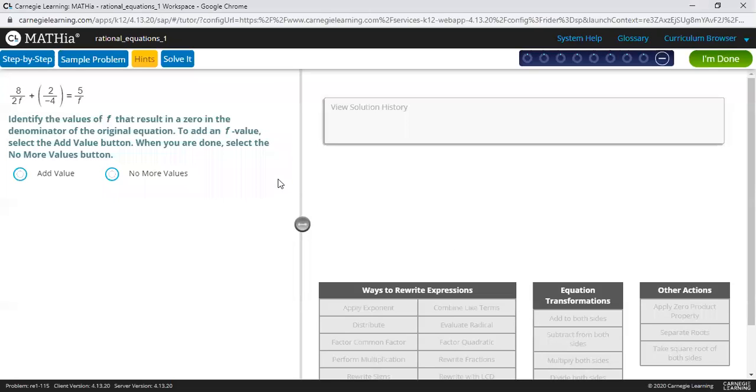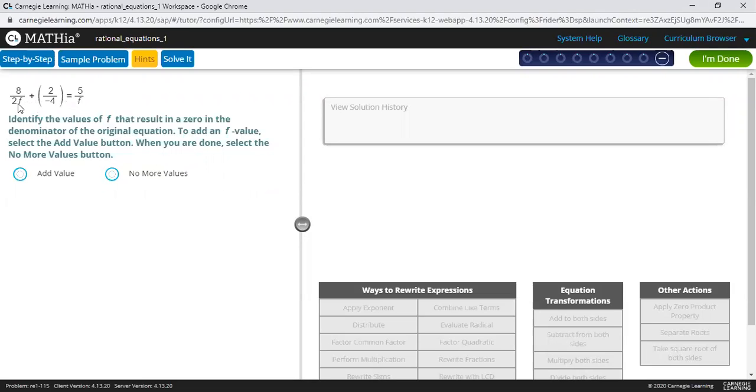So in this problem, we are now looking at addition when it comes to rational equations. So a little bit different than the last one where we could just cross multiply. So once again, it's asking us to identify any values of f that do not exist in this domain. And we're going to look at our denominator.